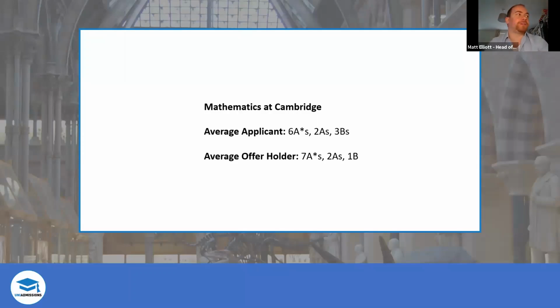There are plenty of students who are applying without straight A-stars, without even straight A's, and getting places. Will, I'm sure you have some personal experience to add here from the applicants you've spoken to in recent weeks.